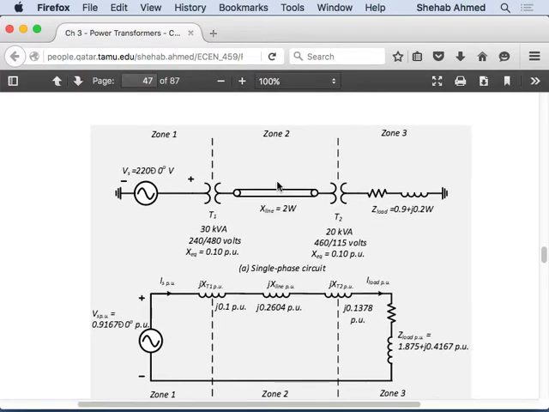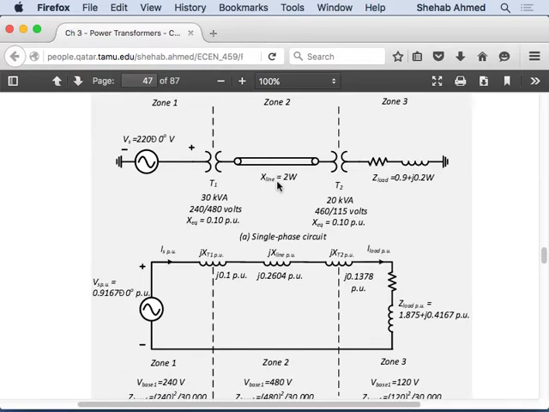Okay, so you see a transformer, put a line. See a transformer, put a line. Then I would recommend you put all the rated values of the equipment that you have. So this is a transformer that is 30 kVA, 240 to 480 volts, with an equivalent impedance of 0.1 per unit. So this is the series impedance of this transformer, given as a per unit value.